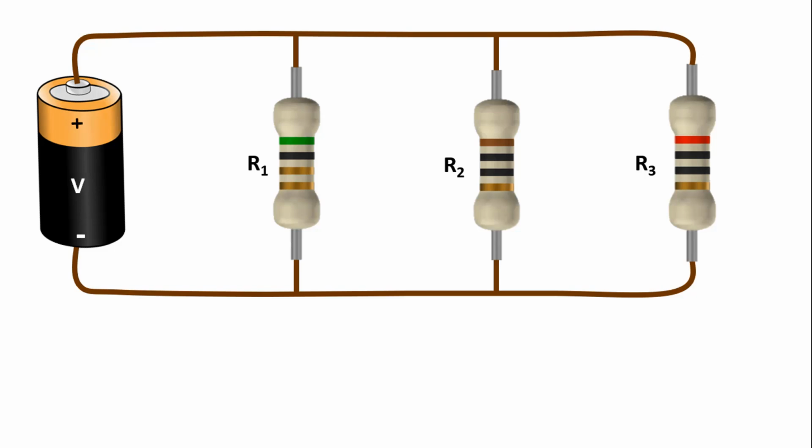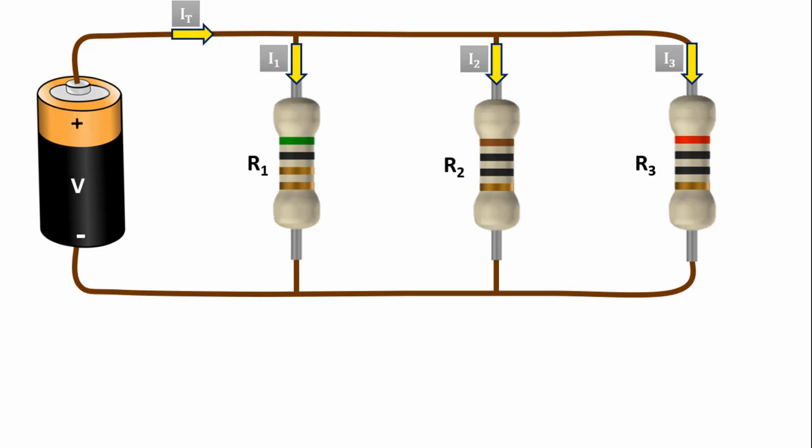Let's try to learn this law through the circuit here. Let the mains current be IT, the current through the R1 resistor be I1, the current through the R2 resistor be I2, and finally the current through the R3 resistor be I3. This is where Kirchhoff's current law guides us.